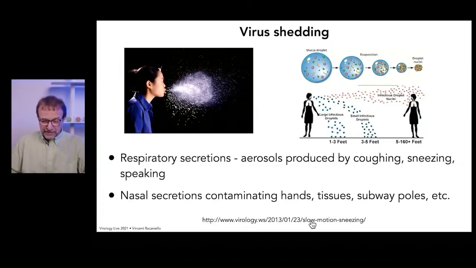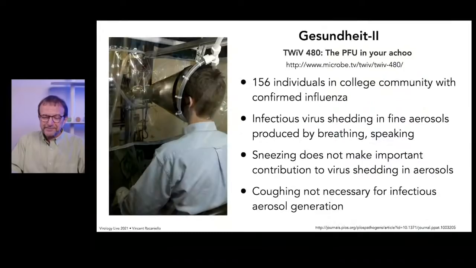Anyway, there's a good video here where they did a slow motion movie of several people sneezing. It's quite gross, but the students seem to like it. This is a cool experiment that we covered on an old TWIV where they recruited 156 individuals in a college community. All these individuals had confirmed influenza. They wanted to know, how is it transmitted? And they put them in front of this contraption, which is called the Gesundheit 2. I guess there was a 1. And this is the improved model.